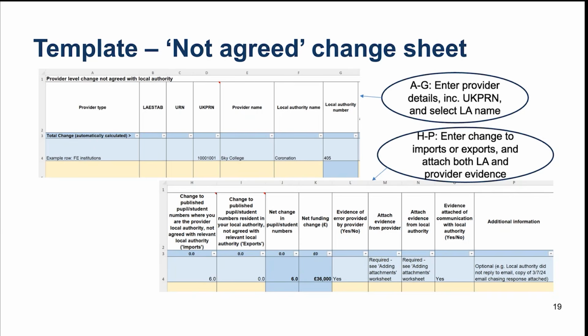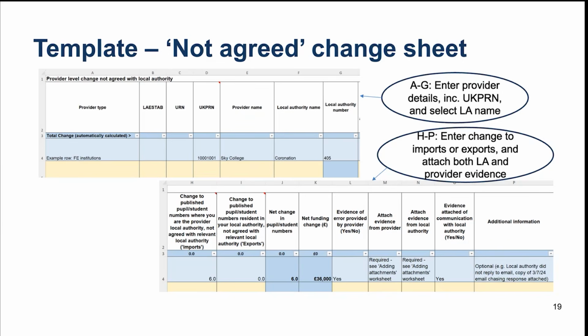If you really don't know the UKPRN number, please enter it as 0. Columns H to B at the bottom of the slide. So in this case, the college confirmed that there was an ILR data error and that 36 rather than 30 lived in Coronation Local Authority. So this gives a change of +6 students, and this is entered into the imports column because the college is in my local authority area. And I've then attached the evidence of communication with both the provider and the local authority.